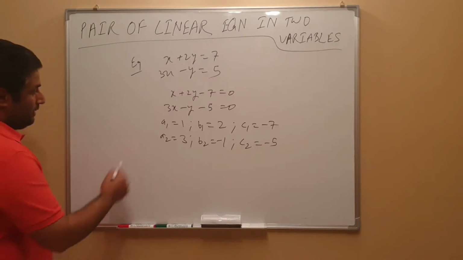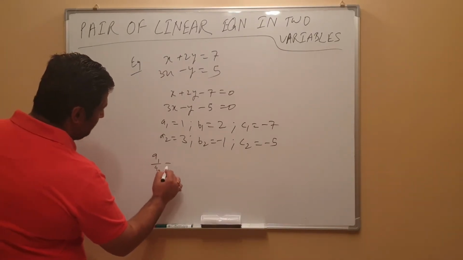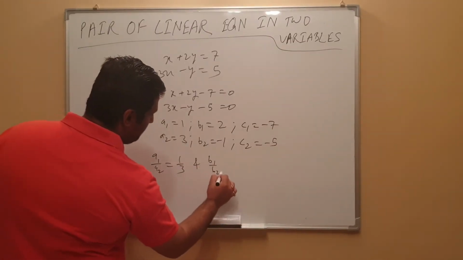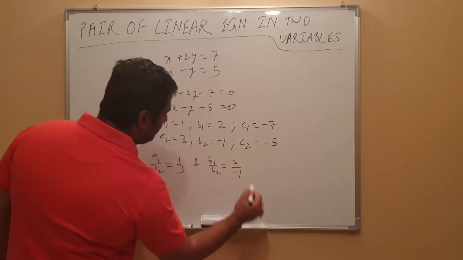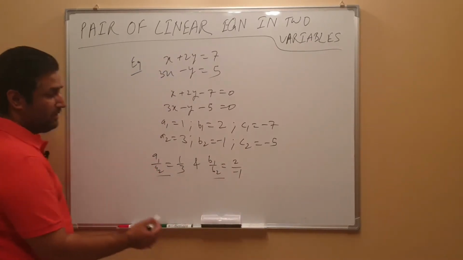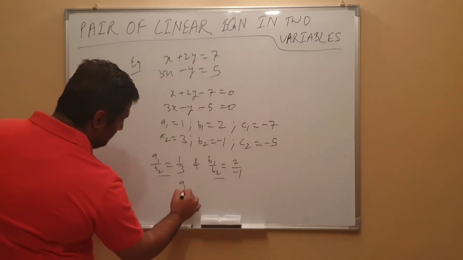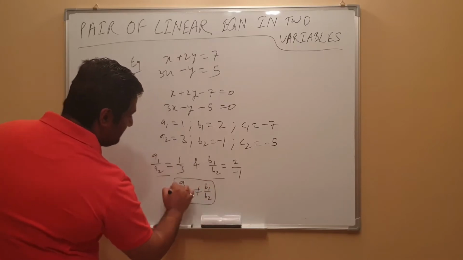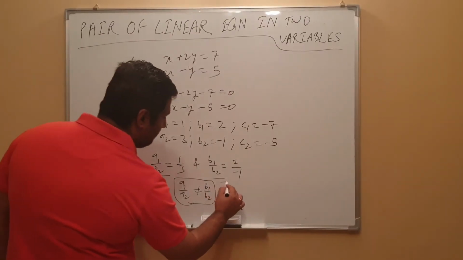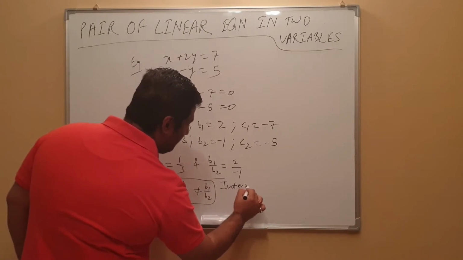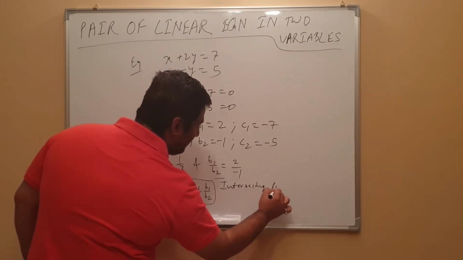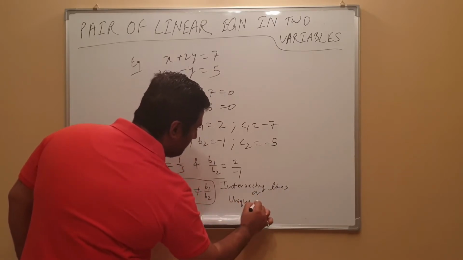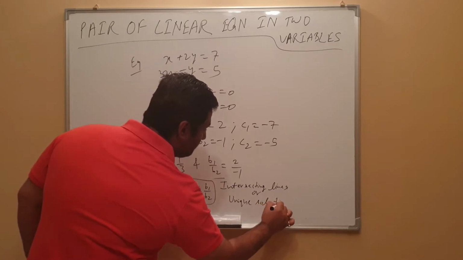Now if I do a1 by a2, which is obviously 1 over 3, and b1 by b2, which is 2 over negative 1. If I compare a1 by a2 and b1 by b2, they are not equal, correct? So we can write a1 by a2 not equal to b1 by b2. So that means this is a case of intersecting lines or a unique solution.